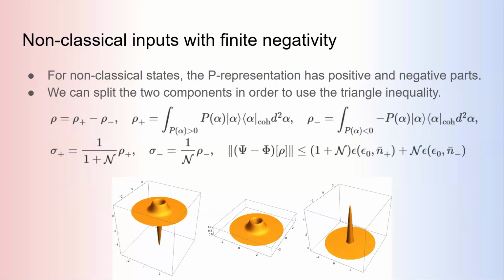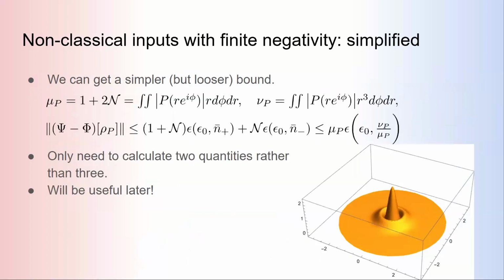So, and then I can make a looser bound, but somewhat simplified, where instead I just take the absolute value of the P representation, and I calculate the same thing for that, basically. And this simplifies because we only need to calculate 2 quantities rather than 3.